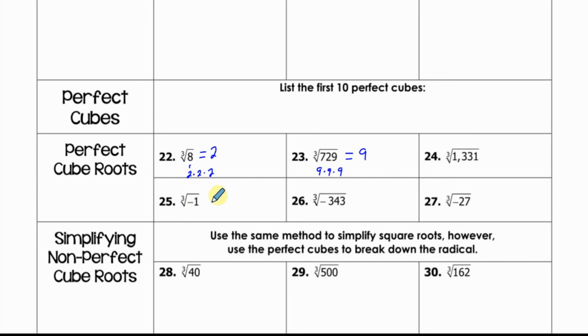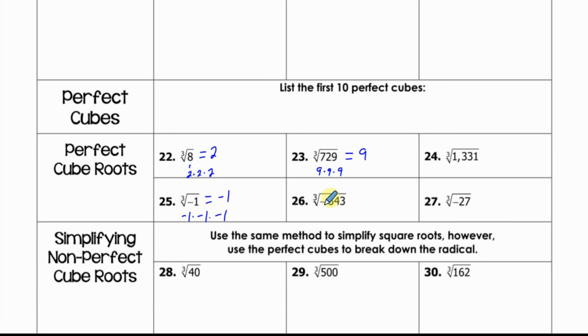Now I want to come to one where it's a negative. Whereas square roots were always positive because we're talking about pairs, and if you're doing a positive times a positive, you're going to get a positive. If you do a negative times a negative, you're still going to get a positive. With cube roots, you can multiply some negatives here, right? So cube root of negative 1, what can you multiply 3 times and make negative 1? If I multiply negative 1 3 times, I get negative 1. So the cube root of negative 1 is negative 1.